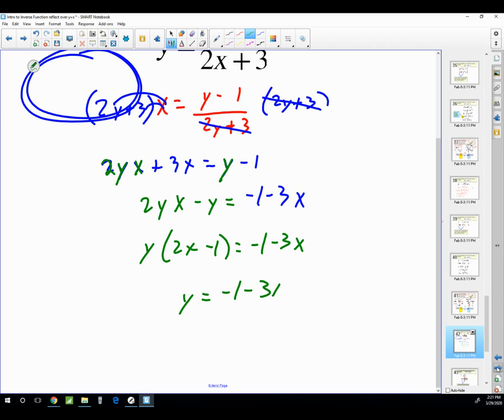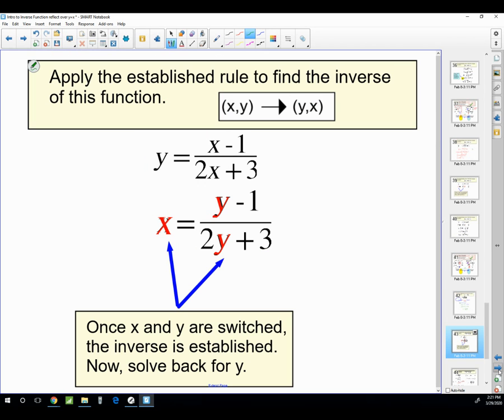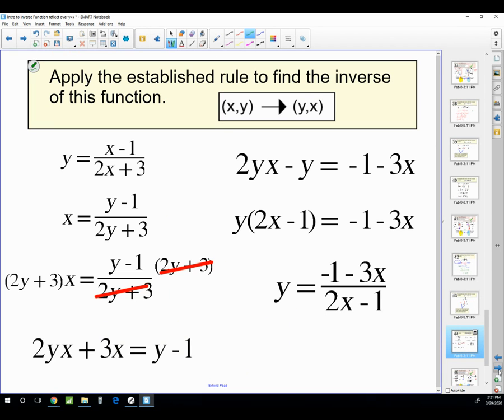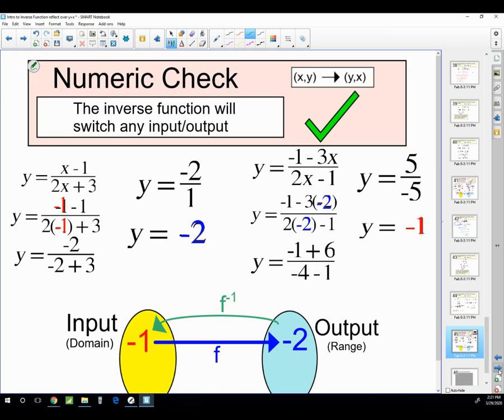Now, there's a lot of math in there. I went through that kind of quick. And that is something that we'll do in class. We'll spend more time doing that. But you could watch this video a couple of times. Let's recap it. We switched. We solved. If you want to pause, you can read all of that.